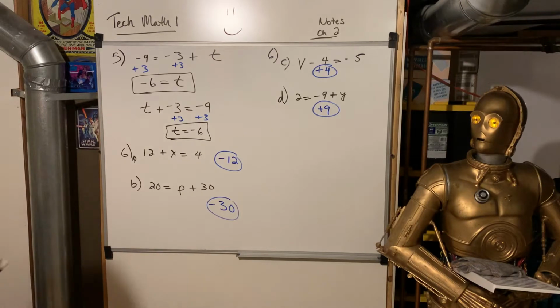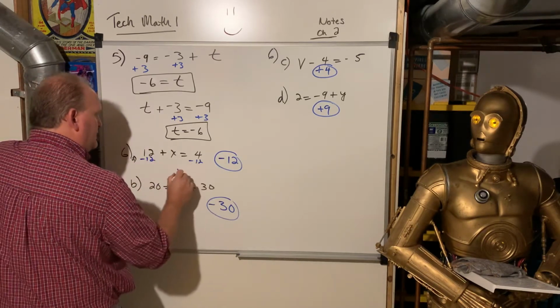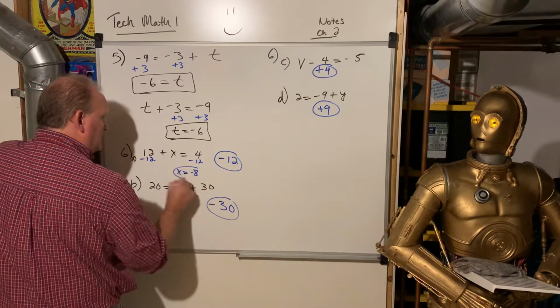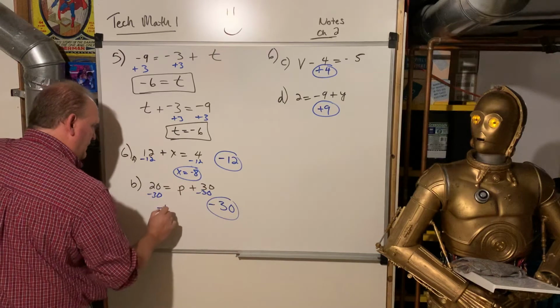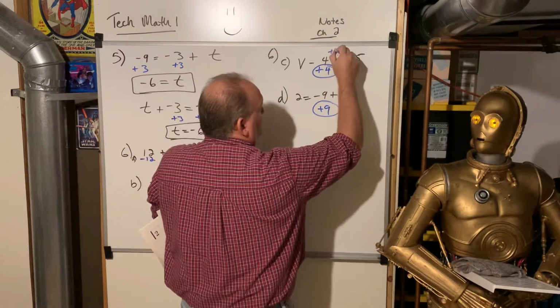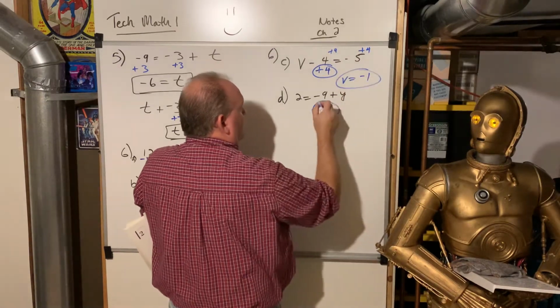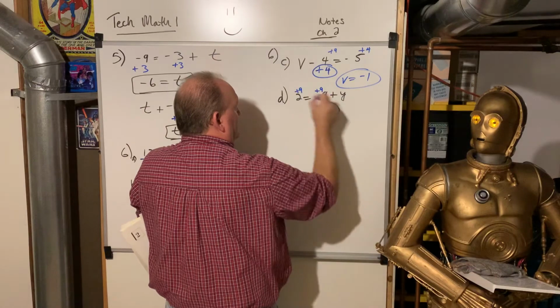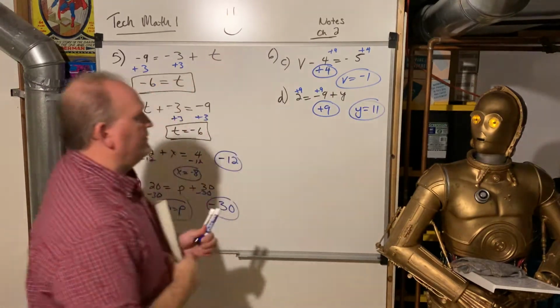If we really wanted to, these are quick problems, so let's do them. Negative 12, that would be x equals negative 8. Negative 30, that would be negative 10 equals p. Plus 4, that would be v equals negative 1. And plus 9, that would be y equals 11. So there we go.